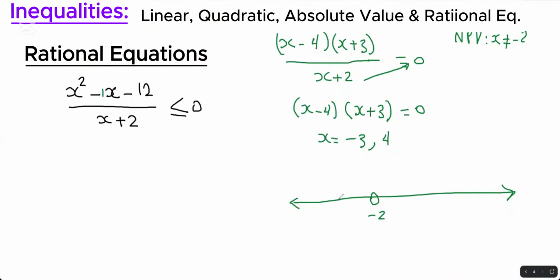I'm going to put these right here. So -3 is right here, and 4 is right here. There's an equal sign there, so the -3 and 4 must be shaded, but not the non-permissible value. So now here we have 1, 2, 3, 4 line segments that I have to test. When you're testing, use (x minus 4)(x plus 3) over x plus 2.